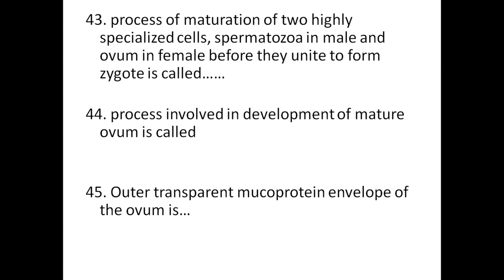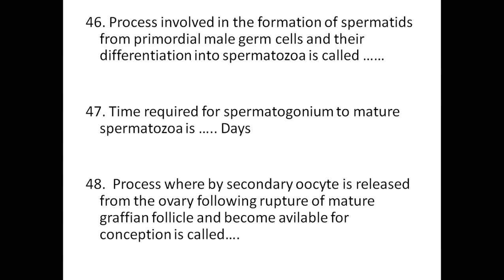The process of maturation of two highly specialized cells, spermatozoa in the male and ovum in the female, before they unite to form a zygote is known as gametogenesis. The process involved in the development of a mature ovum is called oogenesis. The outer transparent mucoprotein envelope of the ovum is called zona pellucida. The process of formation of spermatids from primordial male germ cells and their differentiation into spermatozoa is called spermatogenesis. The time required for a spermatogonium to mature into a spermatozoon is 61 days.